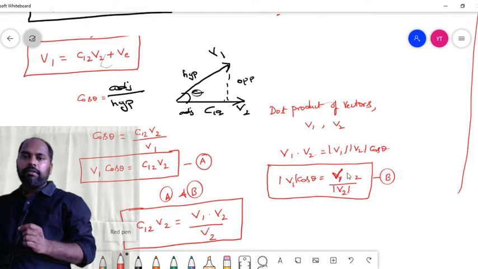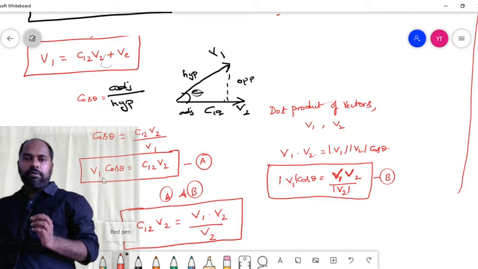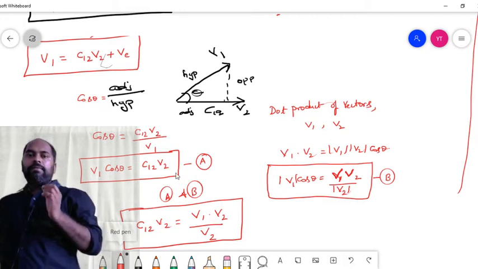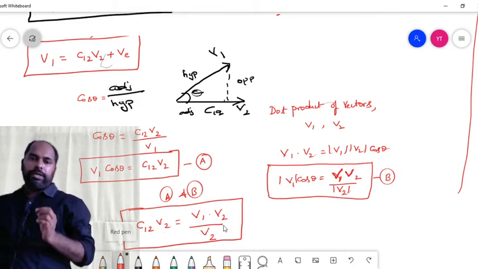Therefore, V1 V2 by V2. Now, this is equation A, this is equation B. If you compare these two, the common thing is V1 cos theta and V1 cos theta. If you equate these two, then C12 V2 equals V1 dot V2 by V2.